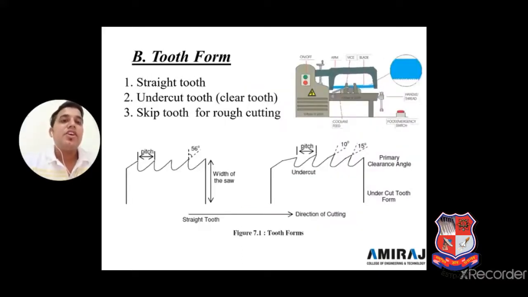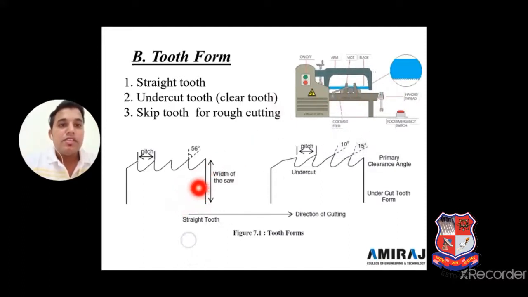Second one is the tooth form. Tooth form is particularly straight tooth, undercut tooth, clearance tooth, and skip tooth for rough cutting. So have you observed here? Here we are providing the straight tooth. Here are the straight teeth. The one we are using in a hacksaw cutter, and we cut the round bar.